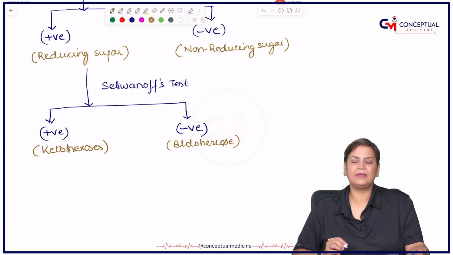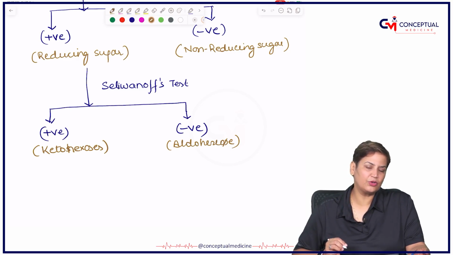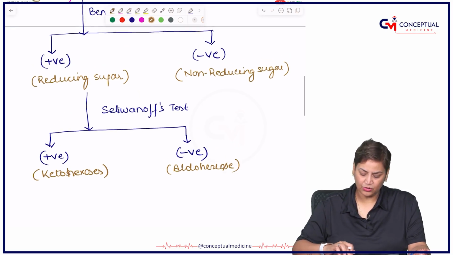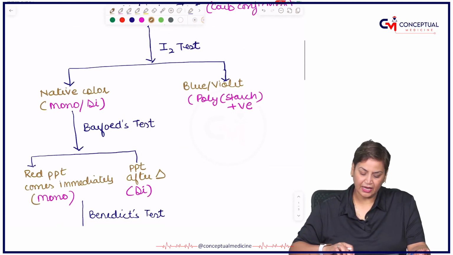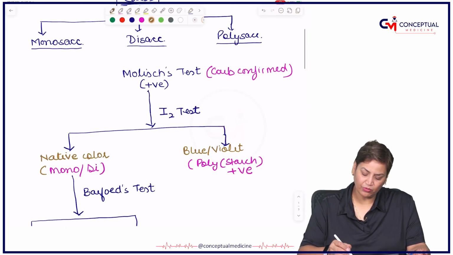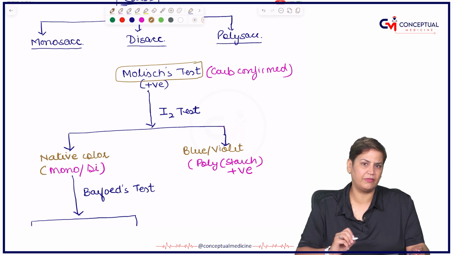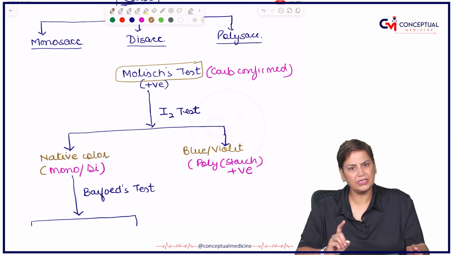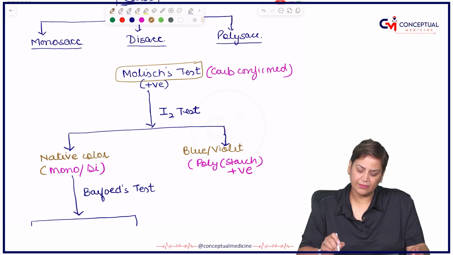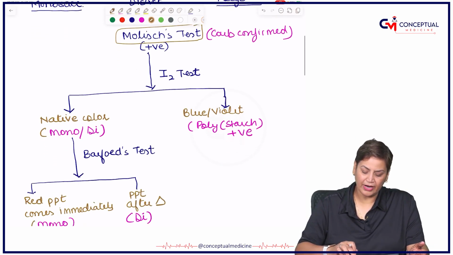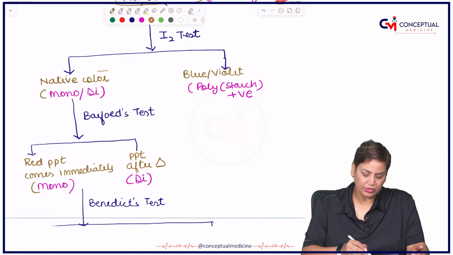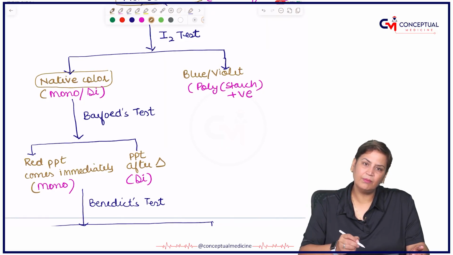So this is the schematic plan which we are going to follow when an unknown sample is given to us. Let's quickly go through this. When an unknown sample is given to us, we first have to check whether it is a carbohydrate, a protein or a fat. If it gives a positive Molisch test, that means the presence of carbohydrate is confirmed. Then we have to identify whether it is a monosaccharide, disaccharide or a polysaccharide.